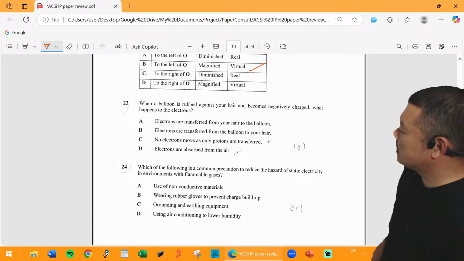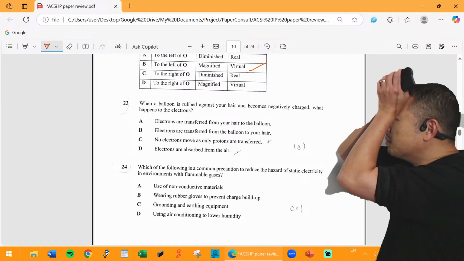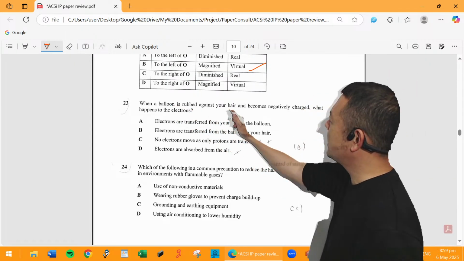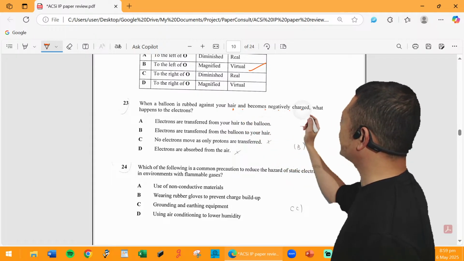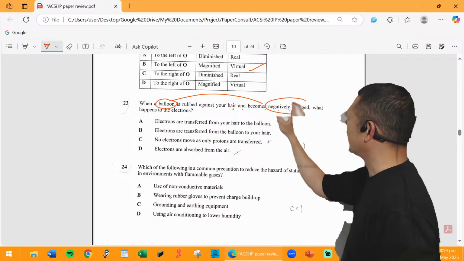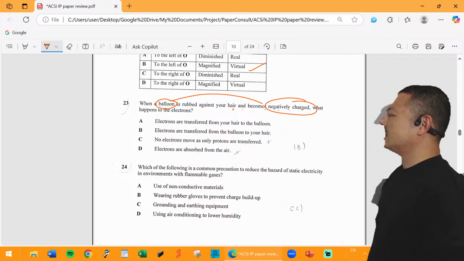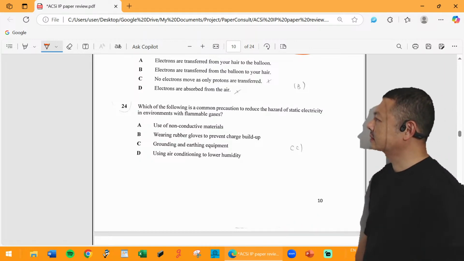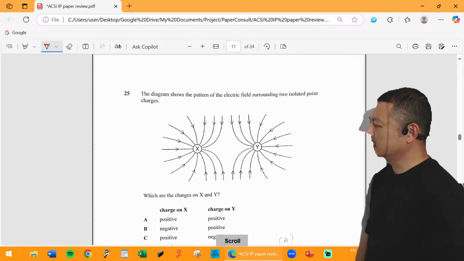What happens to the electrons? Alamak, the balloon. Wait, against your hair. Okay, wait, when a balloon is rubbed against your hair and becomes negatively charged. Okay lah, the balloon becomes negatively charged lah, right? Nothing wrong with the language, right? Next one. 24. Okay, C. Good. Next one.